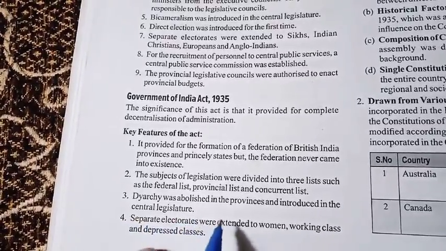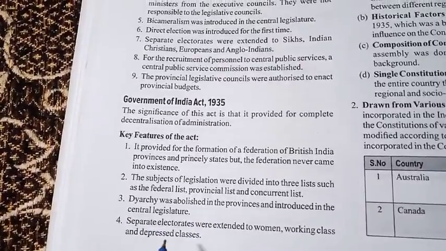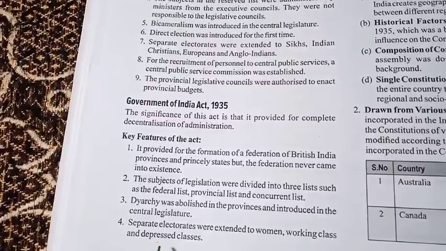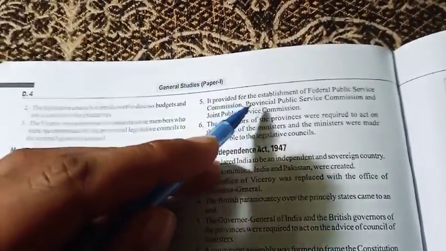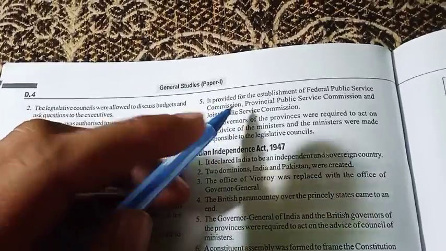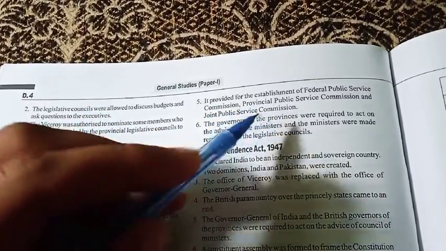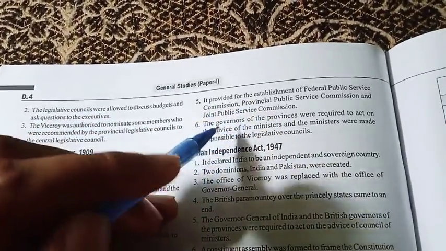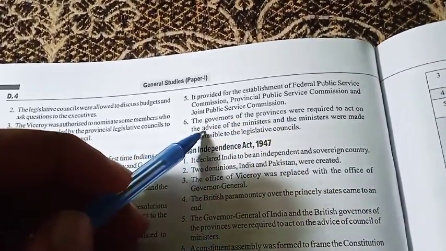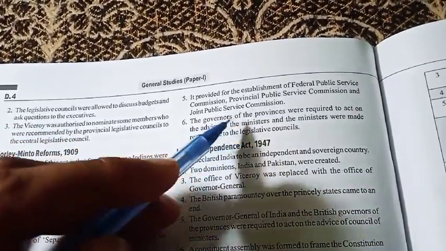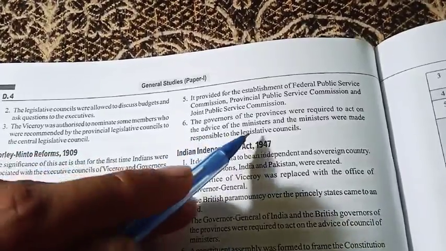Separate electorates were extended to women, the working class, and the depressed classes. Fifth, it provided for the establishment of a Federal Public Service Commission, Provincial Public Service Commissions, and a Joint Public Service Commission. The governors of the provinces were required to act on the advice of ministers, and the ministers were made responsible to the Legislative Council.